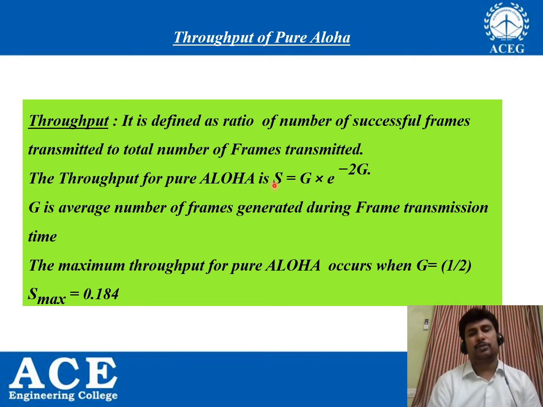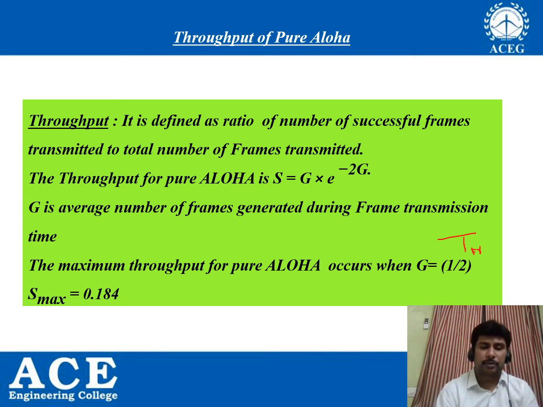S refers to the throughput. The maximum throughput for pure Aloha occurs when the average number of frames transmitted during the frame transmission time is G equal to 1 by 2. So for every TFR, if you are sending only half a frame, then we are going to have the maximum throughput for pure Aloha, which is 0.184.